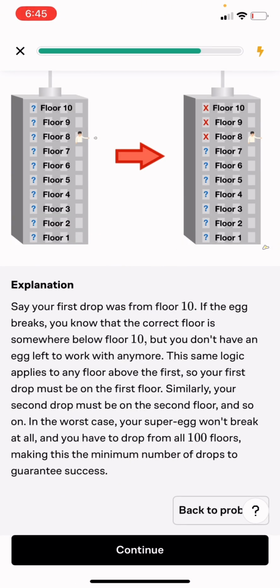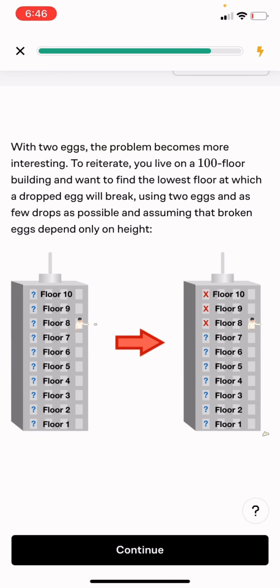Sorry, I failed again. Say that your first drop was from floor 10. If the egg breaks, you know the correct floor is somewhere below 10, but you don't have an egg to work with anymore. The same logic applies to any floor above the first. So your first drop must be on the first floor. Similarly, your second drop must be on the second floor, continuing. All you have to do is drop from each of the 100 floors, making 100 the minimum number of drops. This guarantees success. With 2 eggs, the problem becomes more interesting.